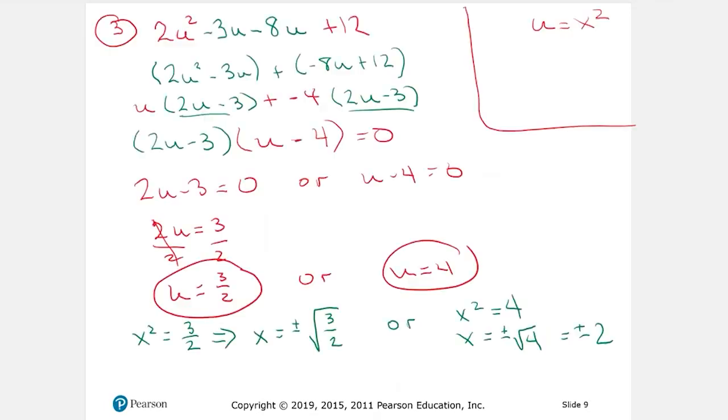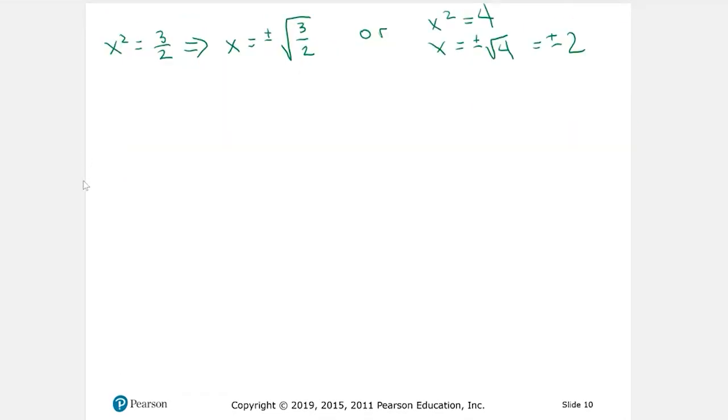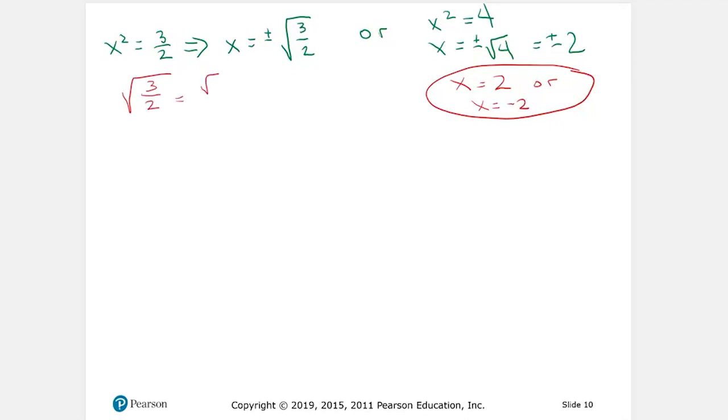And let's grab the bottom again. So now we have, well, this is pretty obvious. Here we have x equals 2 or x equals -2. That solves that equation. But we don't really like to have radicals in the denominator. So if I start with the square root of 3/2, that's the same as the square root of 3 over the square root of 2.